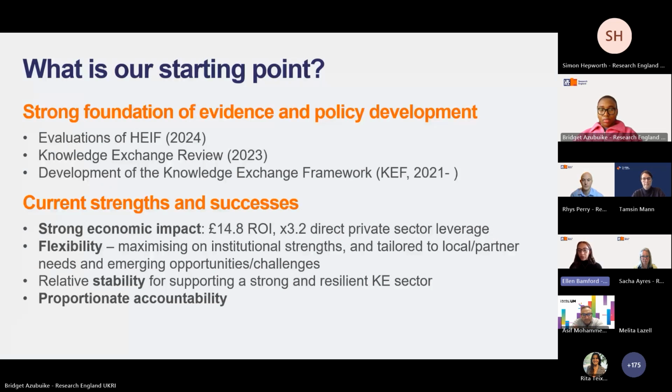So for us, it's not about reform and tearing up the song sheet, but it's about building on success and really strengthening the positive attributes that we already know HEIF to have, and driving that forward through a more focused approach. Bridget, can you move to the next slide, please?